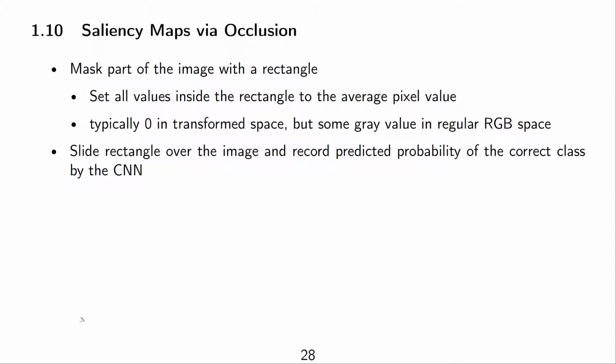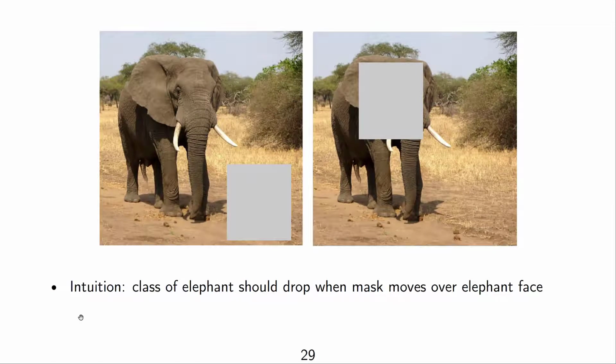This visualization idea is to create saliency maps via occlusion. We'll just show the idea using an example. Given an input image, one can use a rectangle or a square to mask out pixel values. So the values inside the square will be set to one particular value, let's just say the average pixel value. This average pixel value will be some sort of gray value, as shown here.